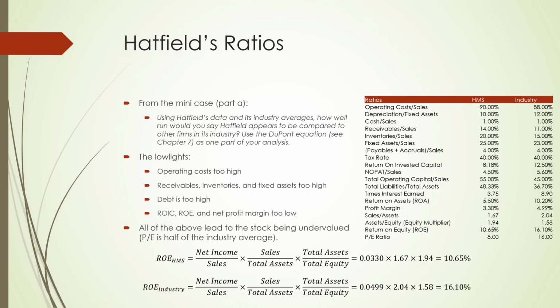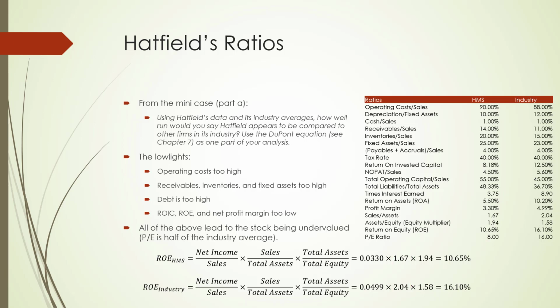Now, let's take a look at the DuPont equation. Down here at the bottom, I have the ROE broken down according to the DuPont equation for Hatfield Medical Supplies and also for the industry. If we look at these three pieces individually and compare them to the industry, you can see why the Hatfield ROE is so much lower than the industry. First of all, the net profit margin is 3.3% versus almost 5% for the industry. Secondly, the total asset turnover ratio is 1.67 for Hatfield versus 2.04 for the industry.